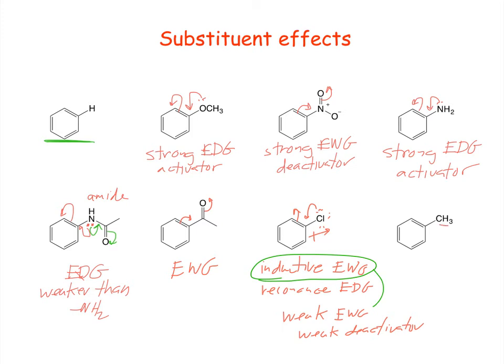Okay? What about an alkyl group? Do you think that donates or withdraws electron density? Donates, right? Just like we've seen before, alkyl groups can donate electron density to carbocations and make them more stable, right? And so this is a weak electron donating group.